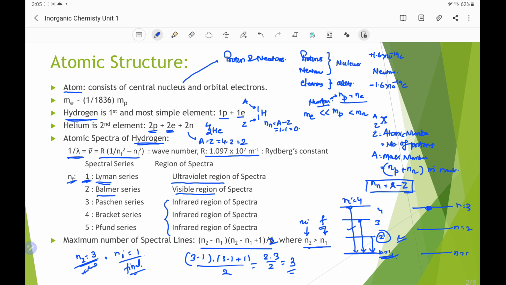Suppose an electron is lying at n equal to 3. It has to return to the ground state, that is n equal to 1, for the hydrogen atom. So here it will jump directly from 3 to 1. This is one of the spectral lines. Or it may jump from 3 to 2 and then 2 to 1. So there are 3 spectral lines in this transition. So the maximum number of spectral lines for n2 equal to 3 to n1 equal to 1 is 3. So we have to remember this formula. It is an important formula.